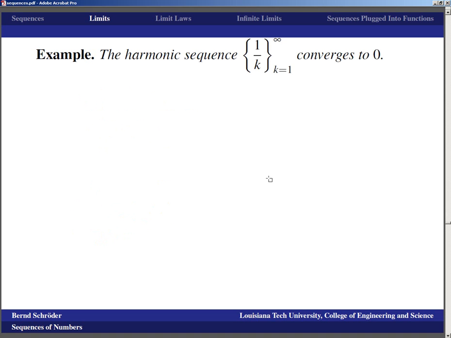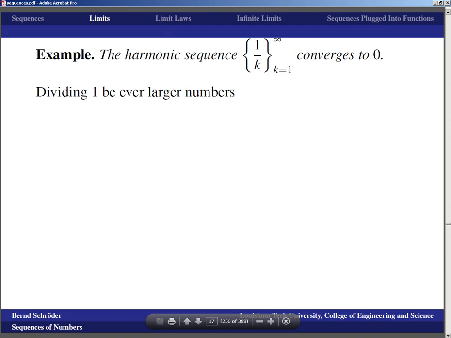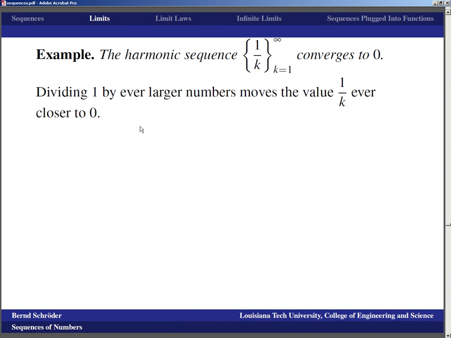As computational examples, and also as a cornerstone to ultimately work with limit laws, we note that the harmonic sequence 1 over k converges to 0. And because we don't have the formal definition as well as the axiomatic description of the real number system, the best thing we can say is that as we divide 1 by ever larger numbers, the value 1 over k gets ever closer to 0. That's about the best we can do.